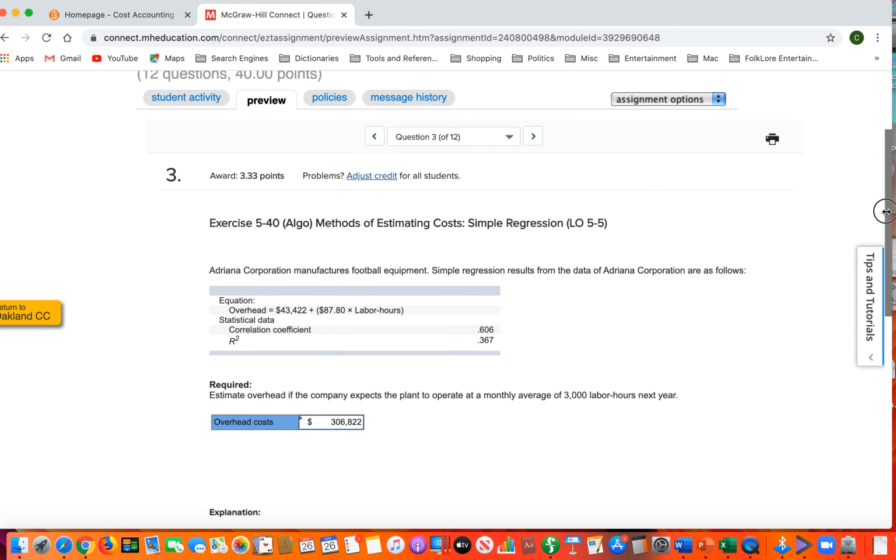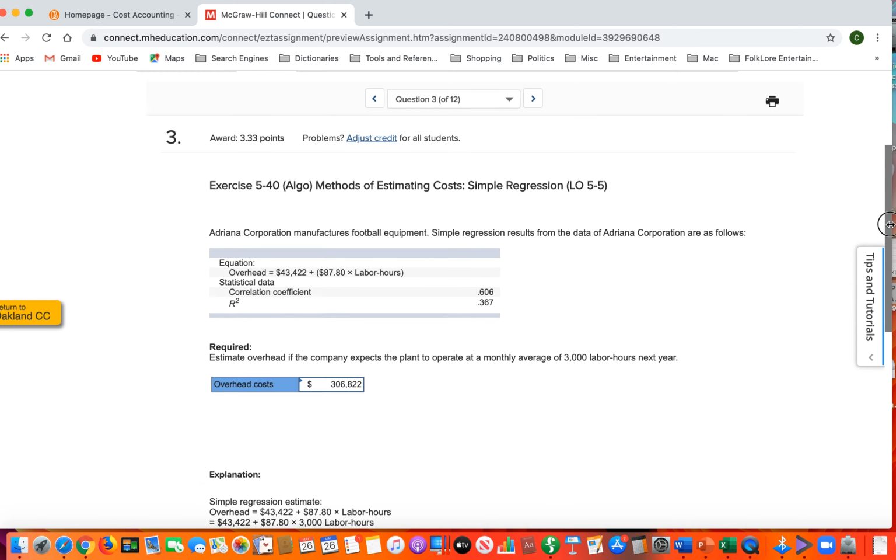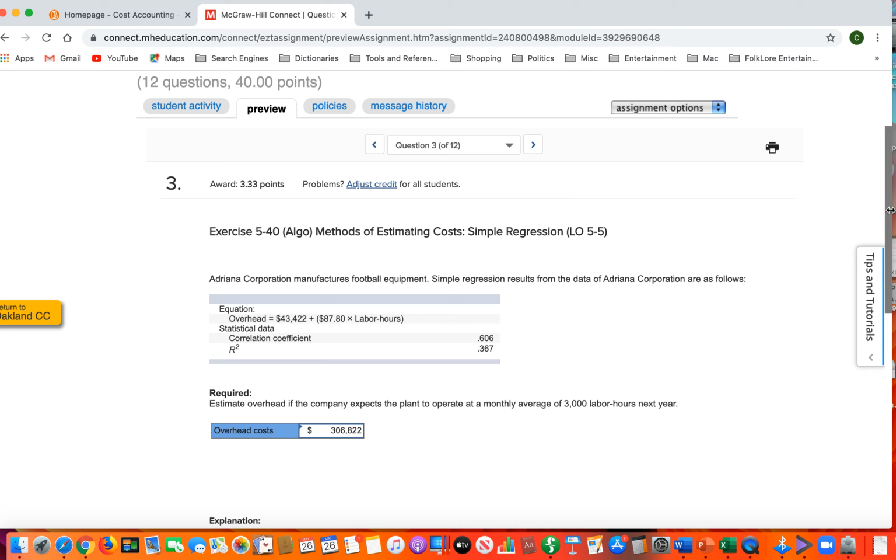Okay? But I want you to be able to read this. And by the way, look at the correlation coefficient. That means that there's a moderate relationship. Not a strong one, not a weak one, but a moderate relationship between labor hours and overhead cost.